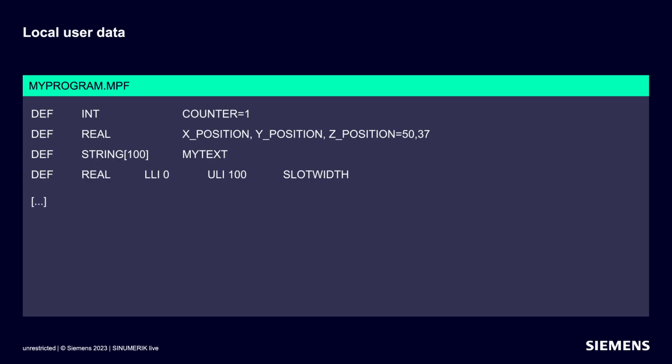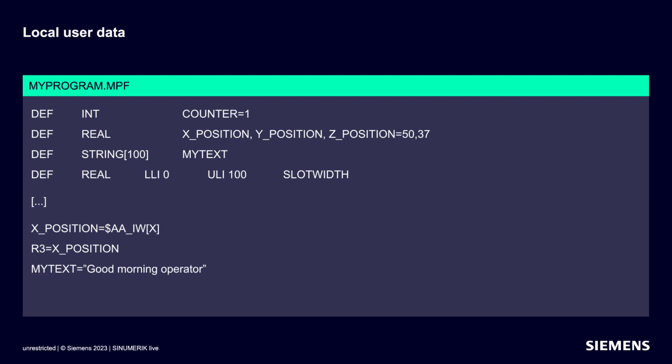What can I do with the variables now? Let's continue in our CNC program. For example, I can read the current position of the x-axis from a system variable and assign it to our user variable xposition. I can memorize the value of this variable in an R parameter. By the way, R parameters also have the data type real.